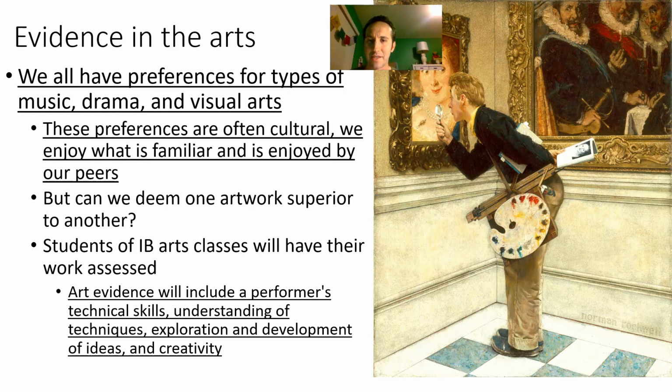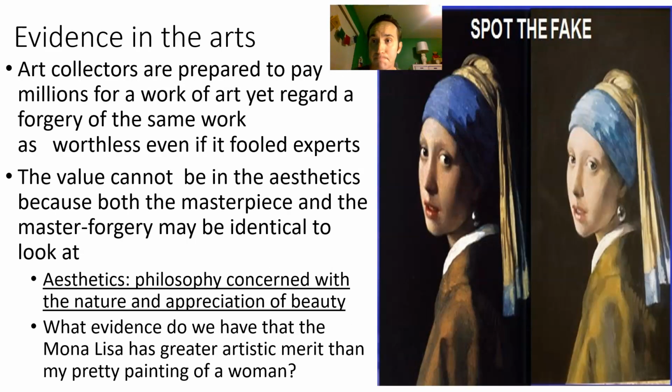The tricky part is, can we deem one artwork superior to another? Is hip-hop better than country? Is Van Gogh better than Da Vinci? Students of IB arts classes, like some of you, you're going to have your work assessed. So there is a way to judge, and it has been judged, and it will be judged. Some of this evidence that your teachers are going to use is going to include a performer's technical skills, an understanding of the techniques necessary, an exploration and development of ideas, your creativity. All these things are going to come together that you will be judged as an art student. And this is largely based on the same way that we've been judging art for millennia.